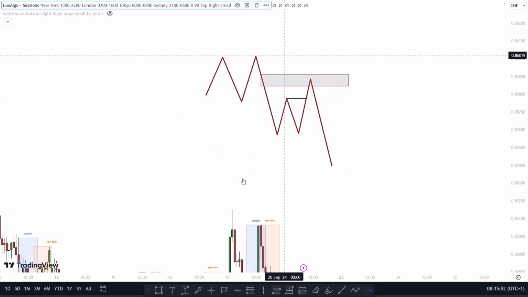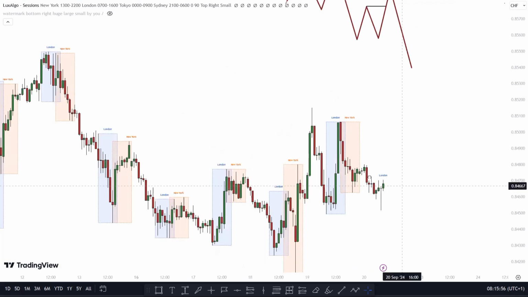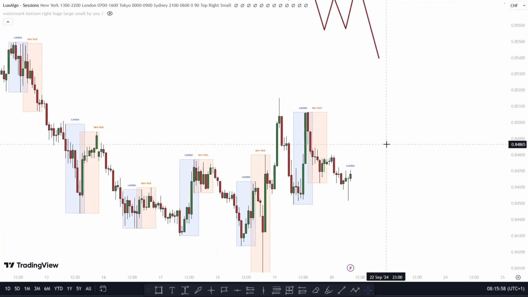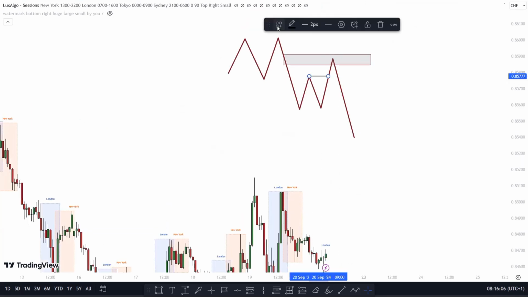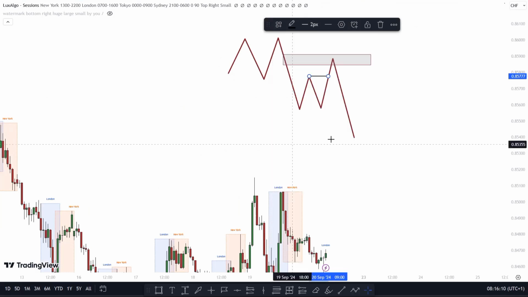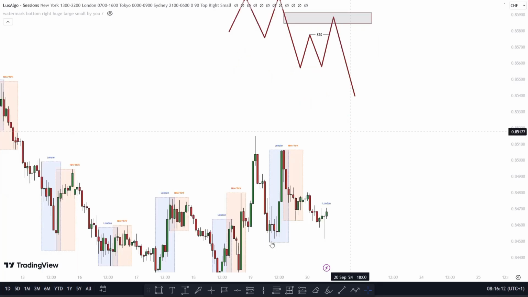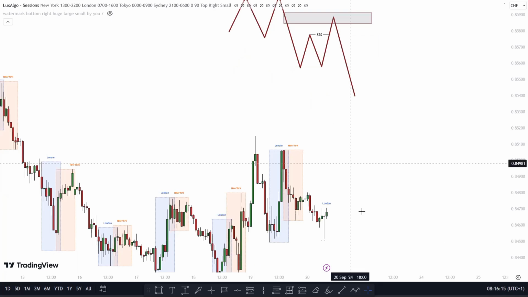So the first thing we want to look out for is liquidity, and that liquidity should be lying around the London low or the New York low. So take note of that. It should be lying below the London low or the New York low.